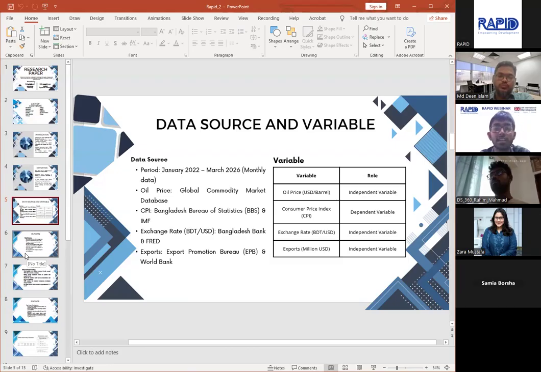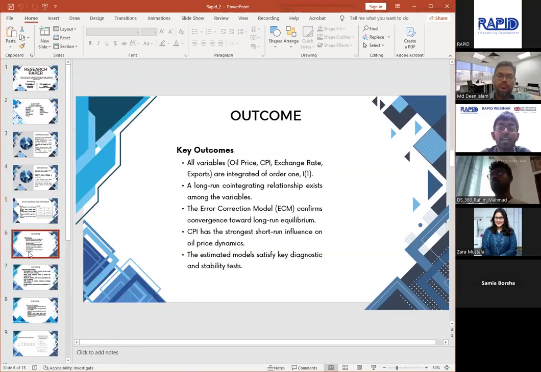Now, moving on to the next slide, we have our key outcomes. In these outcomes, you can firstly see that we have run our unit root test to confirm that all of our variables, like the oil price, CPI, exchange rate, and exports, are integrated of order one, denoted I(1). This means none of the series are stationary in their levels, but they all became stationary after first differencing. This is a critical precondition because it tells us we cannot simply run an ordinary least squares regression on levels of these variables without risking spurious results.